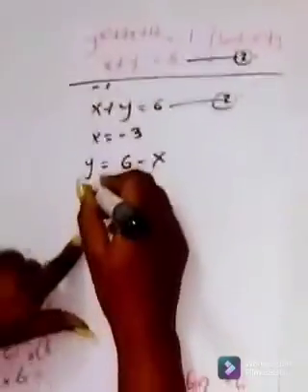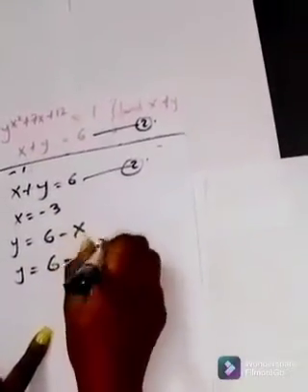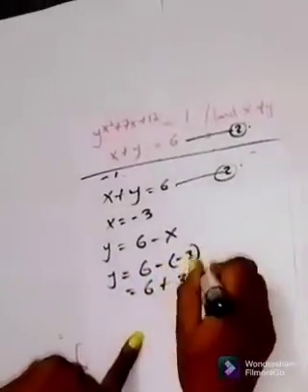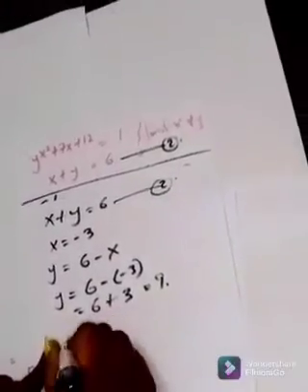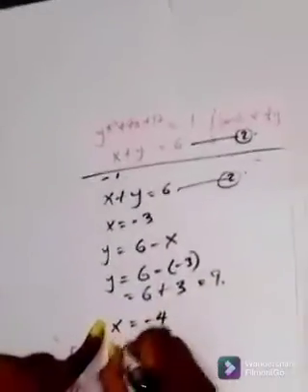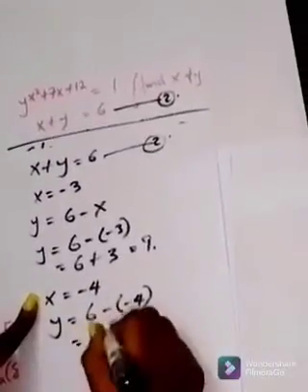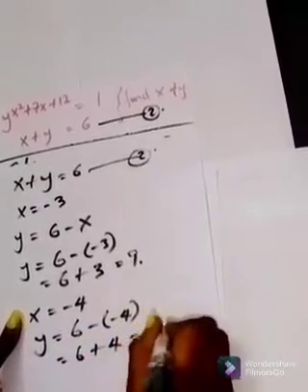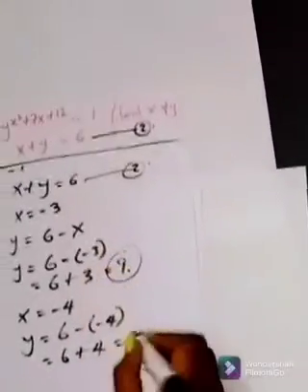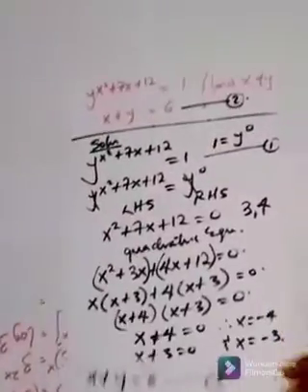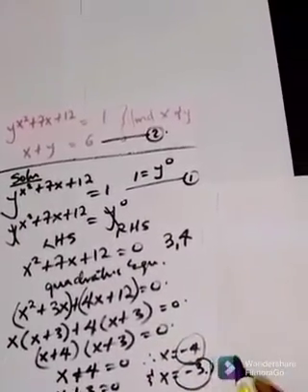Okay, so substituting the value of x inside, we'll have 6 minus minus 3, which is equal to 6 plus 3. The first value of y is 9. So when x is minus 4, y will be 6 minus minus 4 equal to 6 plus 4, which is 10. So our values for y is 9 and 10, while our values for x is what? Minus 4 and minus 3.